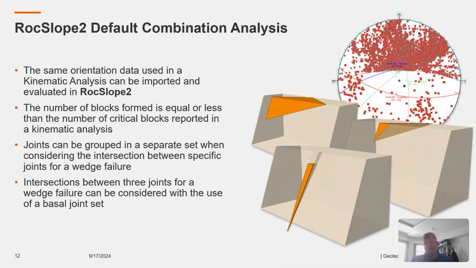Okay, so the default, if you're used to using a program like S-Wedge or RockPlane, you have a deterministic model, you put in a couple joints or one joint, and it gives you a sort of a factor of safety. RocSlope's built a little bit differently. It's really built as an extension of what DIPS does, and the fact that it starts with a combination analysis, which is basically you put in a list of all the joints you have on your slope. And what it will do is it'll go through all of those joint combinations, and it will tell you what your critical joint combinations are.